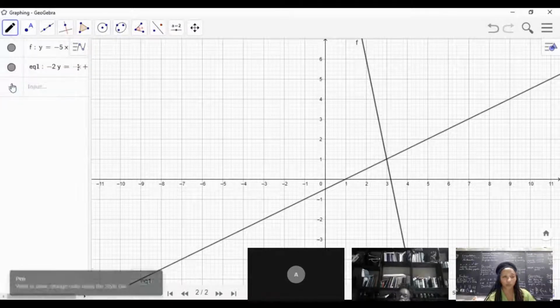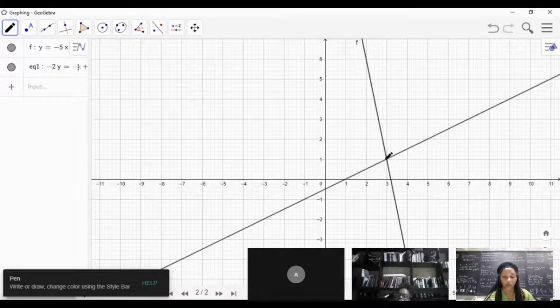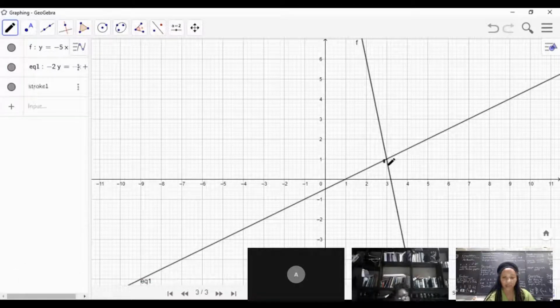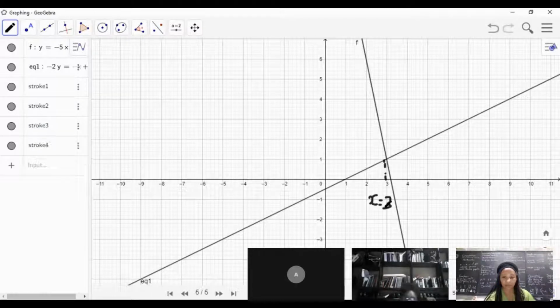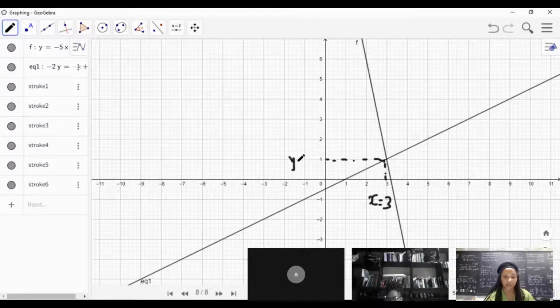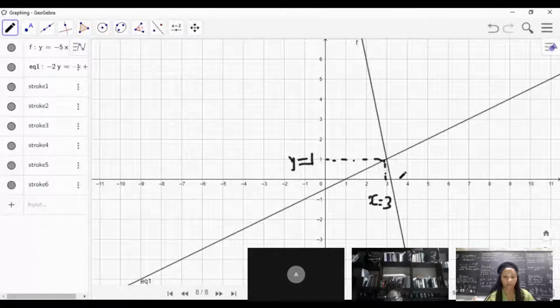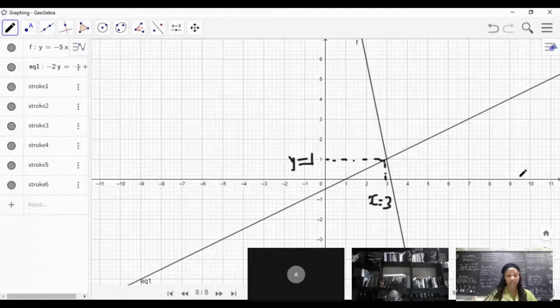So what we do is we would mark from here with your ruler, make a dotted line down to the x-axis. So that's x equals 3. And make a dotted line over to the y-axis from the point of intersection. So that's y equals 1. And that is the solution for our simultaneous equation.